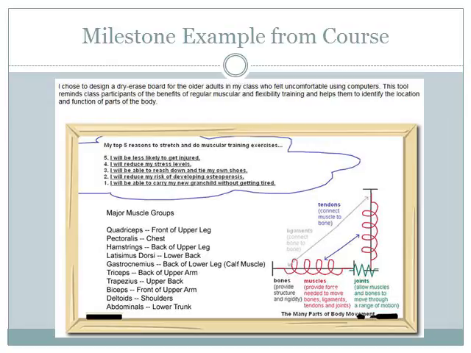You can see that they've created a chalkboard that includes the top 5 reasons to do stretching and muscular training exercises. They have included the major muscle group locations, and then they've also done a diagram to show how all the tendons, ligaments, muscles, bones, and joints work together to produce movement.